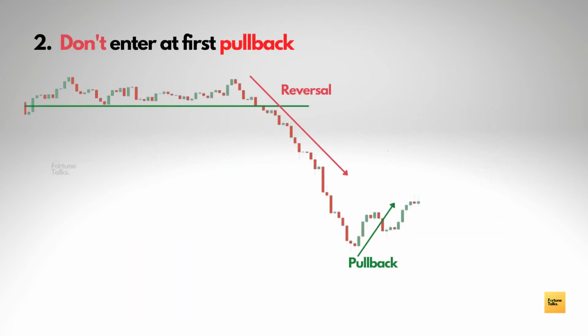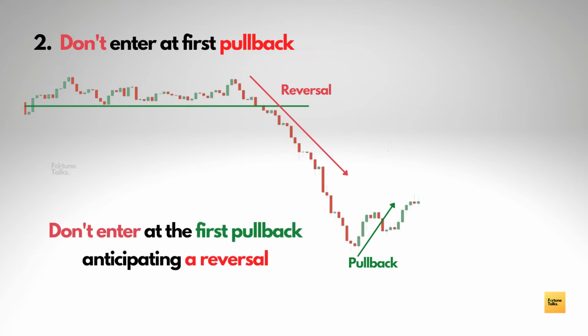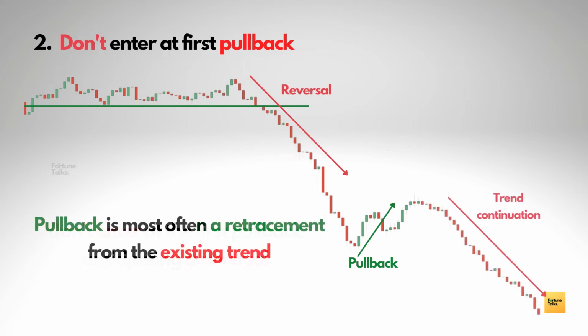The second mistake that traders make is entering the first pullback, anticipating that it will be a reversal. This is a common mistake, attempting to trade the first pullback itself. This means that you go long when you see the market rally after a huge decline. But often this type of rally is only a retracement of the existing trend.